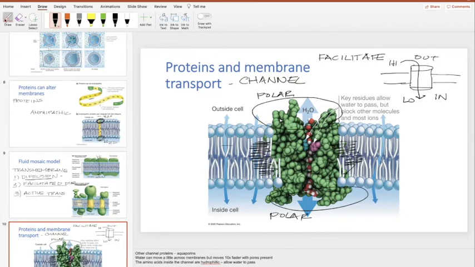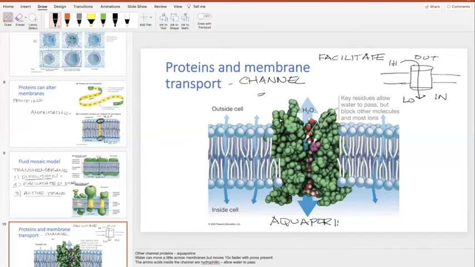Now this particular channel protein, I'm going to erase that stuff so we can see. This particular channel protein is designed to let water across. So that means that on the inside, in here where the water is flowing, there must also be some amino acids that are polar so that water can interact, all right? This is called an aquaporin. This particular one in this example is called an aquaporin, or if you want to translate that into normal speak, it's a pore for water, right?